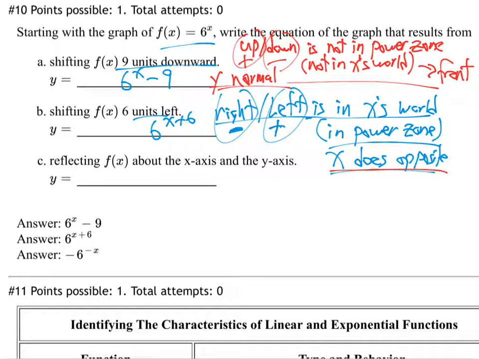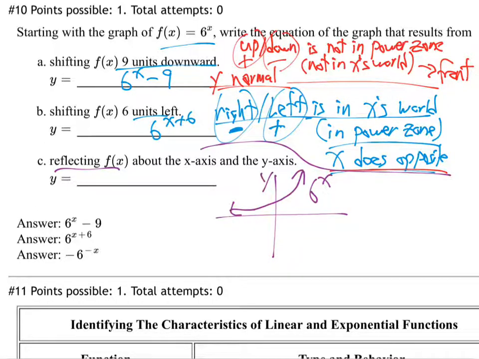Let's come on down and try this third one here. Reflecting. So remember what reflecting means. So again, the normal graph of 6 to the x is like that. And if you grab the y-axis and you rotate it, then the graph will turn sideways, won't it? What does a sideways flip? Negative on the x, because that's a sideways flip. And then if you also grab the x-axis and rotate it, then that flips it down. So it'll go down like that.